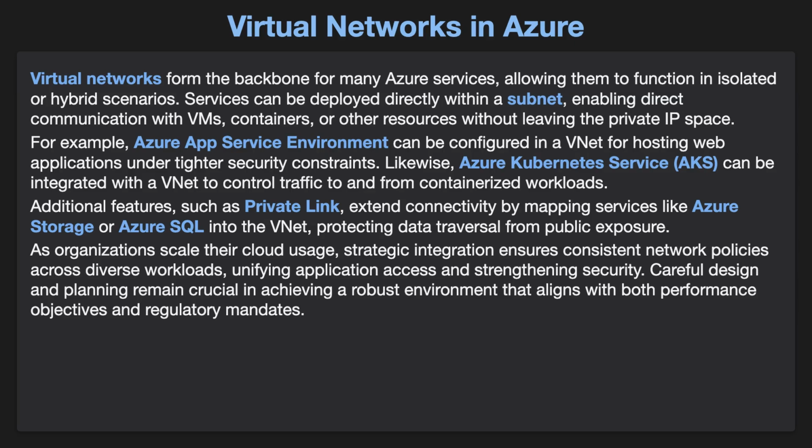Likewise, Azure Kubernetes Service, AKS, can be integrated with a VNet to control traffic to and from containerized workloads. Additional features, such as Private Link, extend connectivity by mapping services like Azure Storage or Azure SQL into the VNet, protecting data traversal from public exposure.